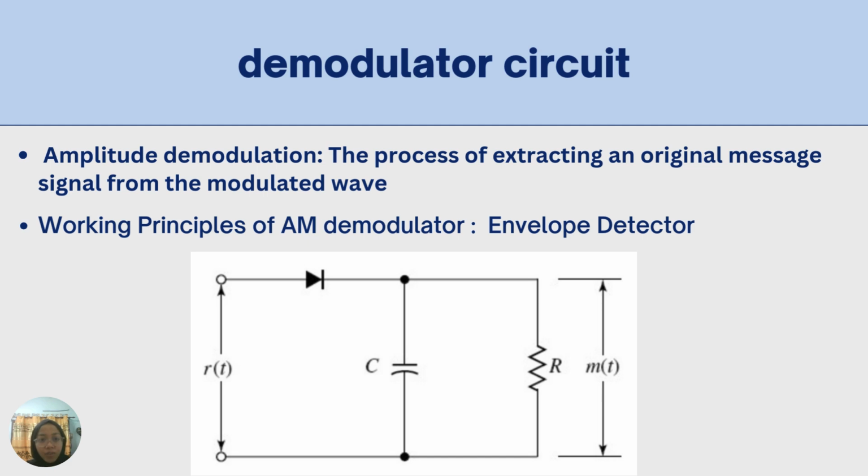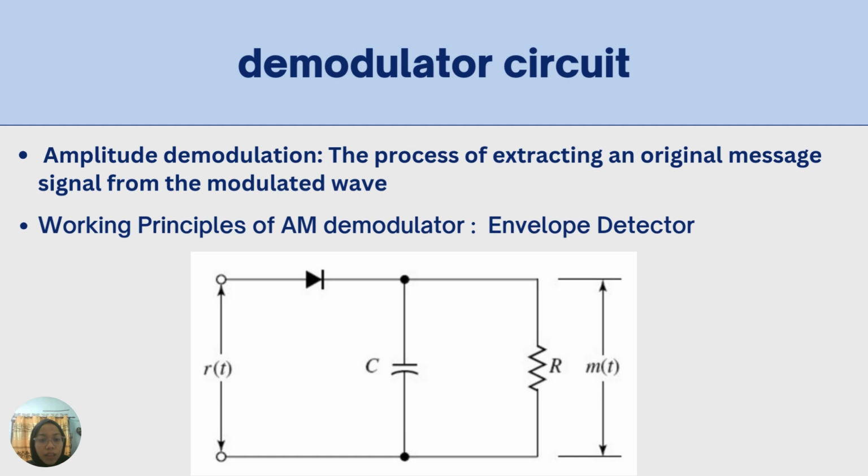Next, let's move forward to the demodulator circuit. For amplitude demodulation, the process is extracting the original message signal from the modulated wave. The demodulator used is the envelope demodulator.